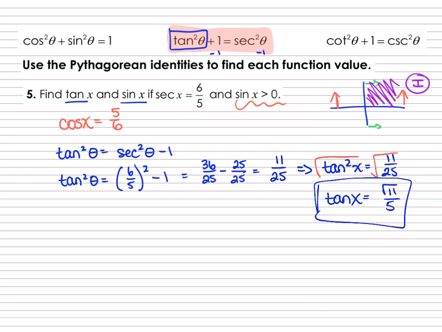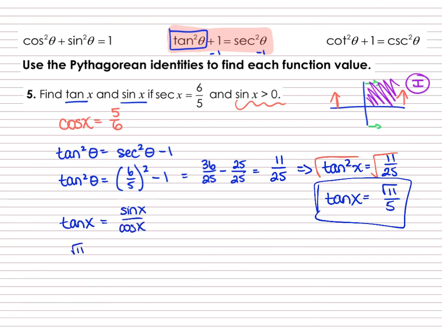From here, we're asked to find sine of x. Rather than using a Pythagorean identity here, because nothing really relates tangent and cosine or tangent and sine, we'd have to use all the reciprocal identities. I'm going to go back to an identity that we've already used, the quotient identity, that the tan of x is equal to the sine of x over the cosine of x.